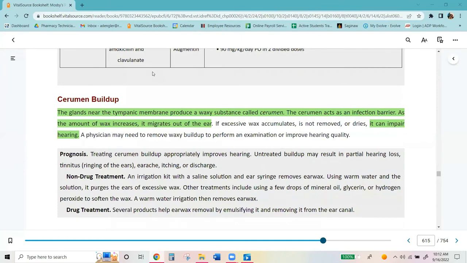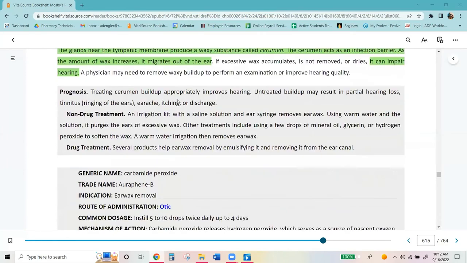The glands near the tympanic membrane produce a waxy substance called cerumen. The cerumen acts as an infection barrier. As the amount of wax increases, it migrates out of the ear. If excessive wax accumulates, is not removed, or dries, it can impair hearing. A physician may need to remove waxy buildup to perform an examination or improve hearing quality.